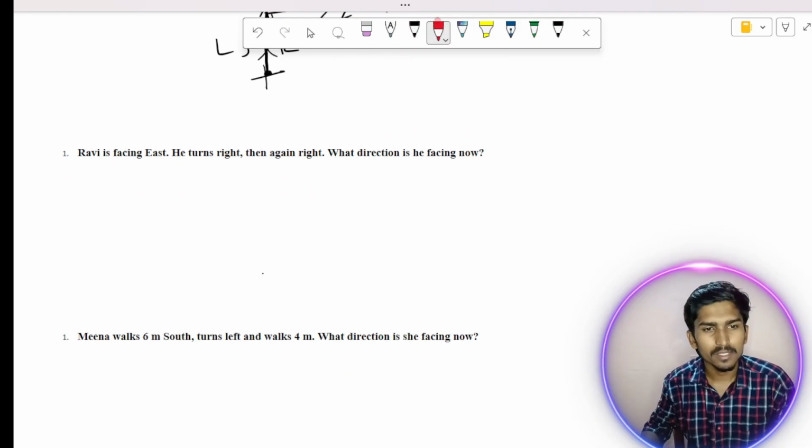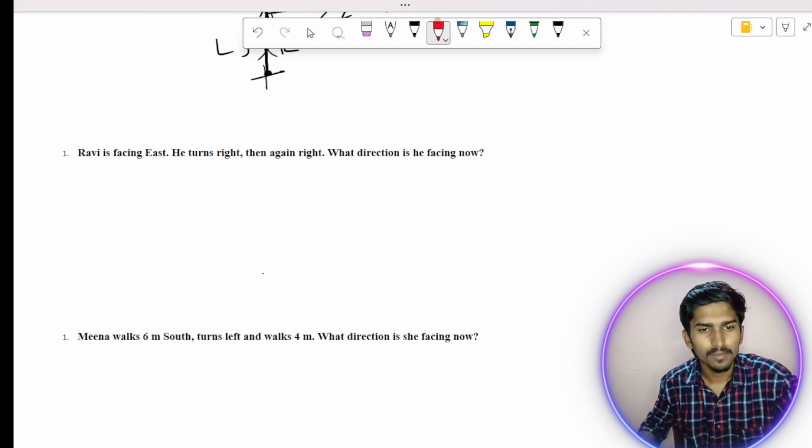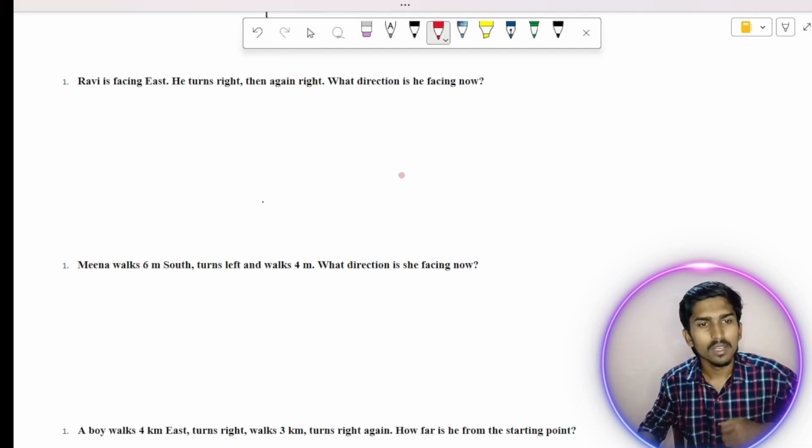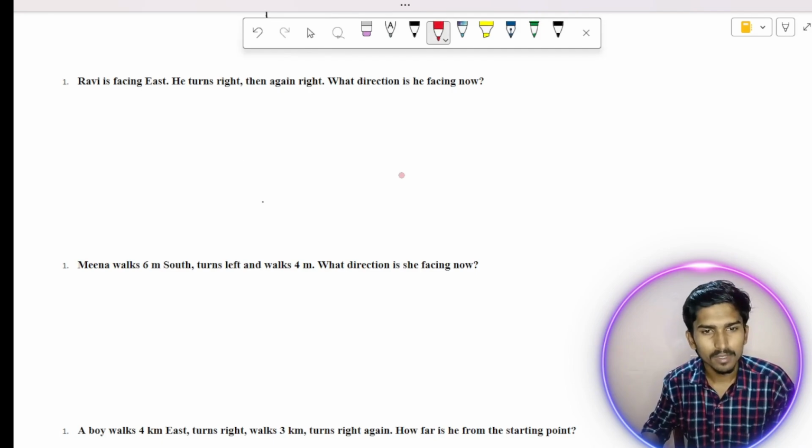See, Ravi is facing east. Ravi is facing towards east, okay? This is the east direction. He turns right means what is the right and left when he is facing east? This is the right, this is the left. When he turns right, then again right.